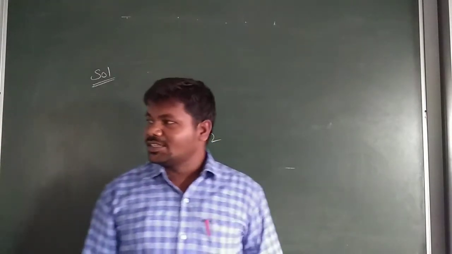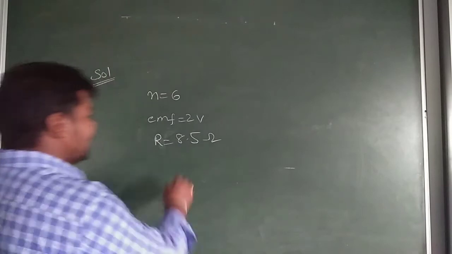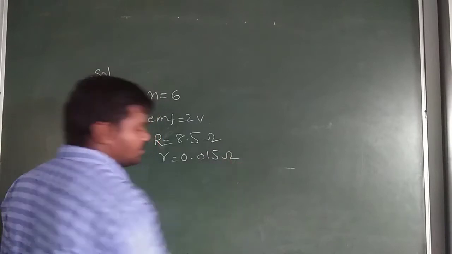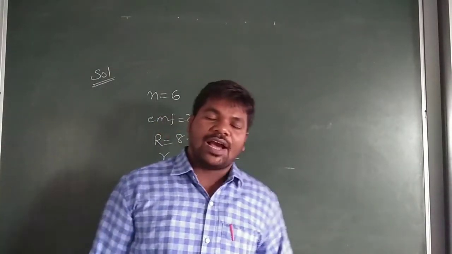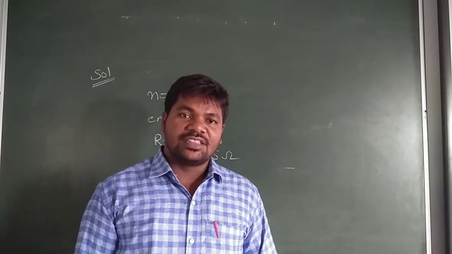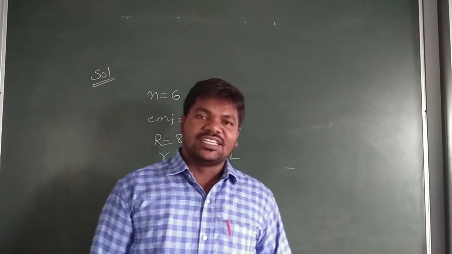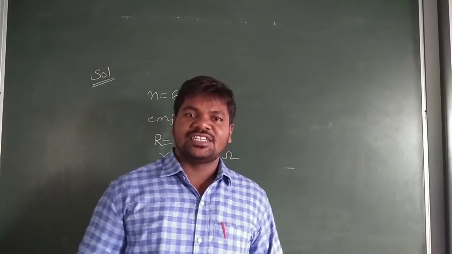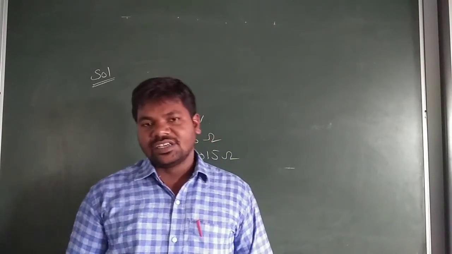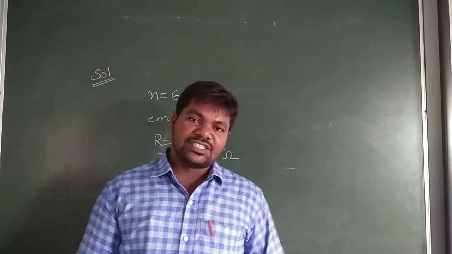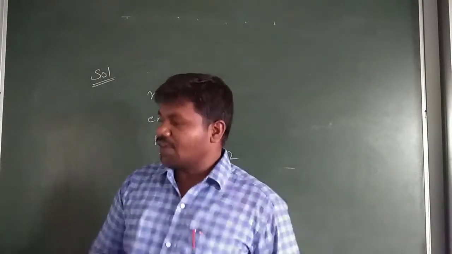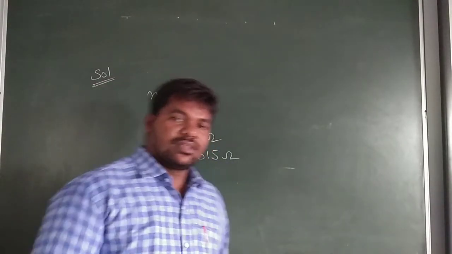Then coming to the internal resistance, it is denoted as r equal to 0.015 ohms. First we have to find the current passing through the wire. These 6 cells are arranged in series, each having 2 volts and internal resistance 0.015, and the external resistance is 8.5. For this, how can we find the current?